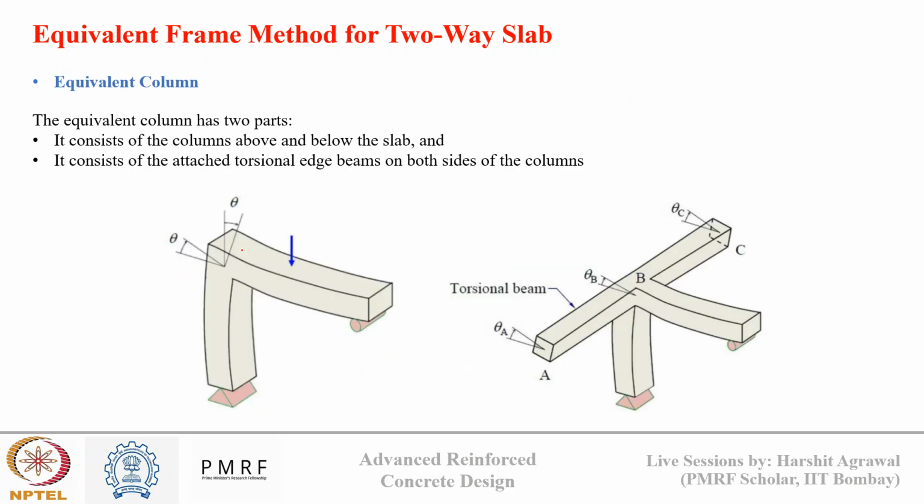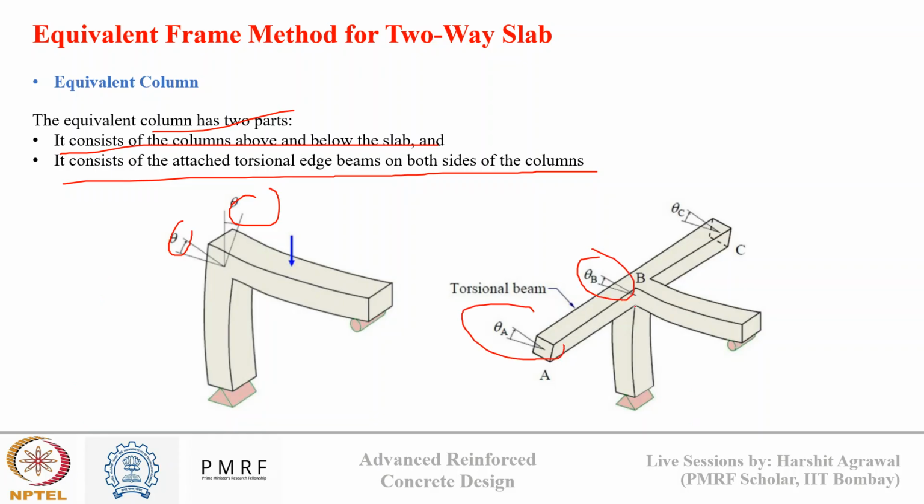Okay, now how do we calculate the equivalent stiffness of the column? So we know the equivalent column has two parts. Okay, it consists of the columns above and below the slab, and the torsional edge beam which is present on both sides of the column. Okay, so if a column is subjected to a unit rotation theta, the same rotation will be reflected in the beam in the transverse direction. So if at the beam-column junction the rotation is theta, then at the far end the rotation will be greater than theta. Okay, so we say theta A and theta C will be greater than theta B.